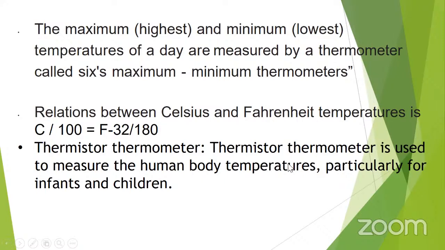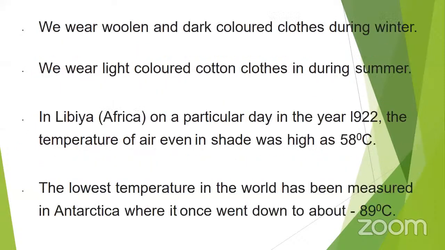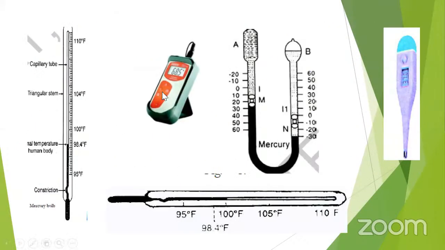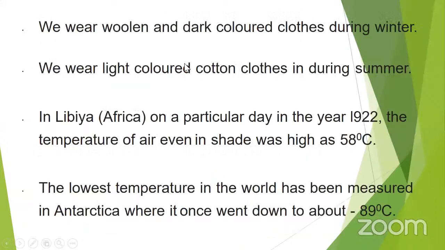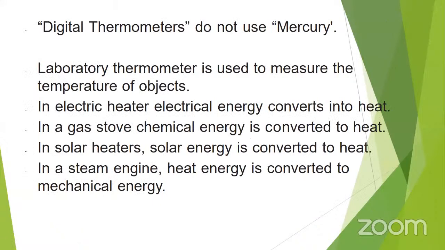So here, the thermistor thermometer is used to measure the temperature of the body, particularly for infant children. That diagram also, we say this is a small cell phone looking like. This is the thermistor. See here, they may ask the child to hold this so that it gives the body temperature. So this is one kind of thermometer.